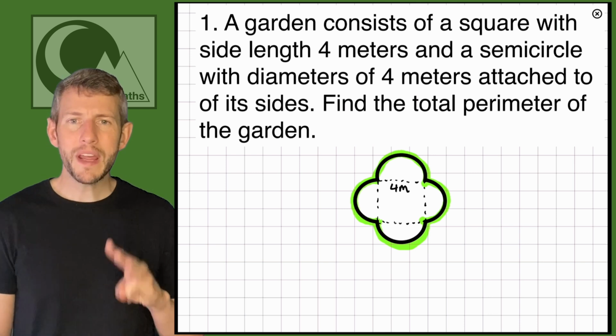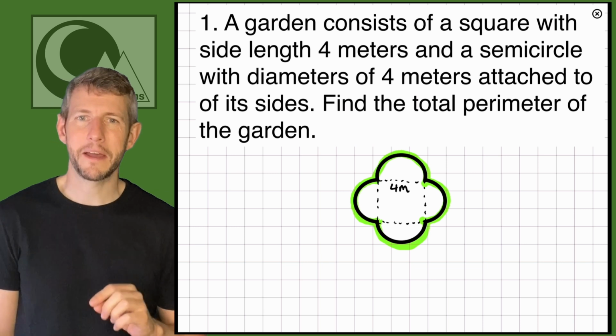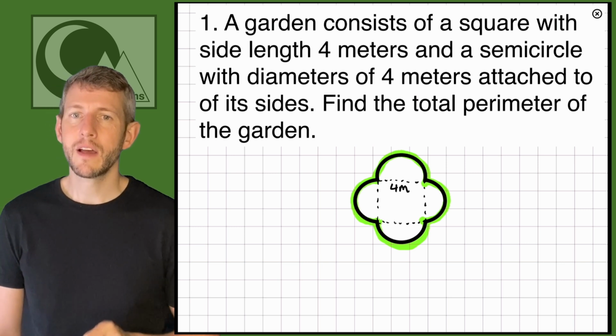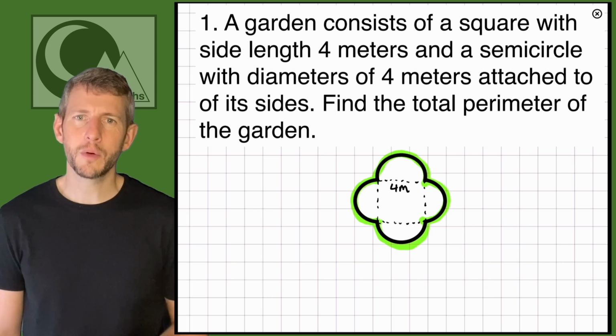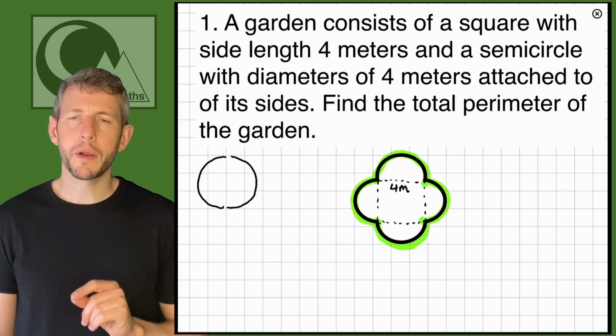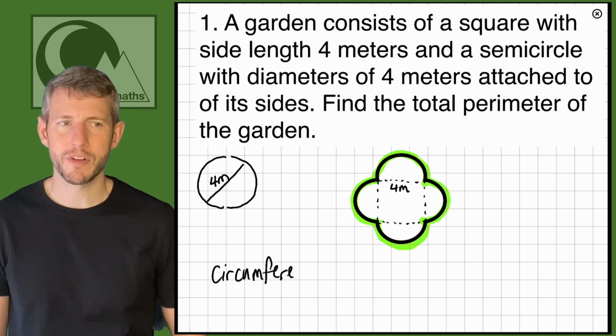So if we have 4 semicircles, I know that that makes 2 circles, okay? So 2 circles of diameter 4 metres. So I'm going to draw that circle. It's the same circle anyway. So I'm just going to draw one of those circles down here, and I'm going to give it a diameter of 4 metres, and we can calculate the circumference of this.